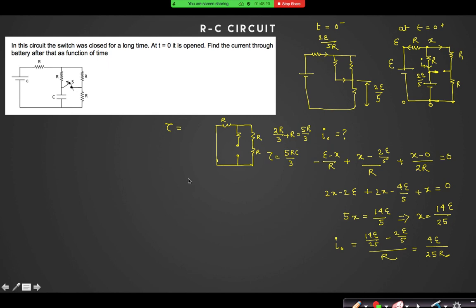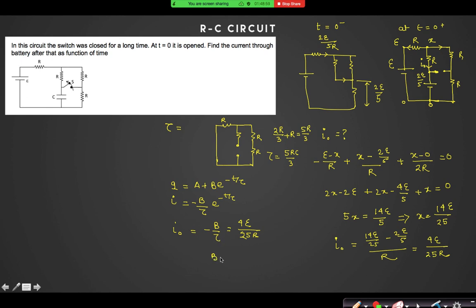Now let us assume that the charge in that capacitor as a function of time follows a plus b e power minus t by tau. So current follows b by tau e power minus t by tau. So what is current at t equal to 0? Can I say it is minus b by tau? And that value is equal to 4e by 25r. Yes, sir. Right? So I know the value of tau, 5RC by 3.